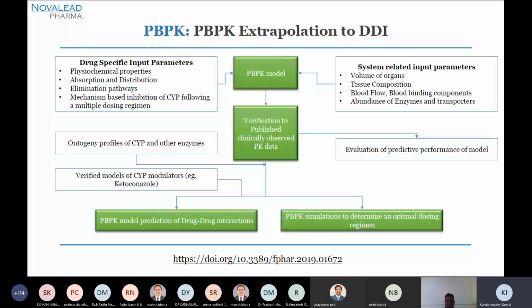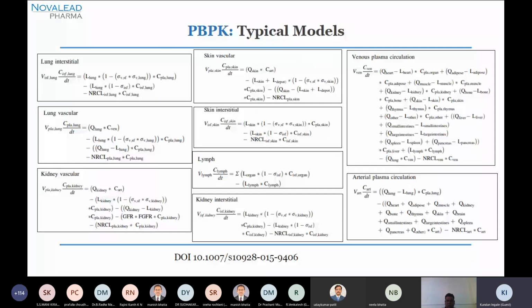Now coming to the equation part, I'm not sure whether I should be discussing these in too much detail, but definitely we'll touch base on those models. So you can see, as we have seen in the PBPK flow model, that there is an arterial supply, a venous supply, the flow going into different organs. So typically you would have these kinds of equations wherein you have a lung interstitial clearance or lung vascular or kidney vascular model, wherein you can see different terms and different parameters over here.